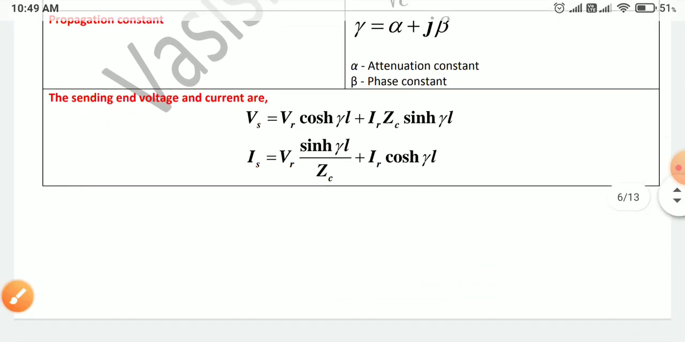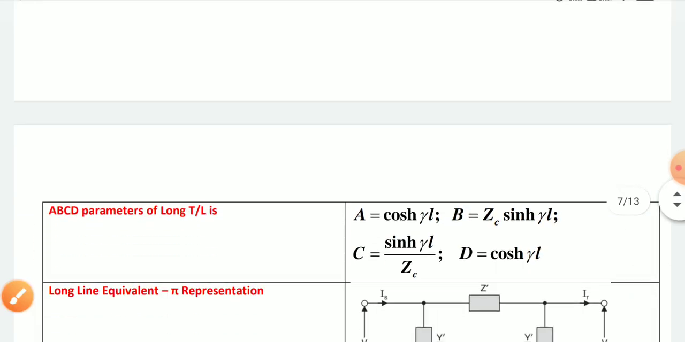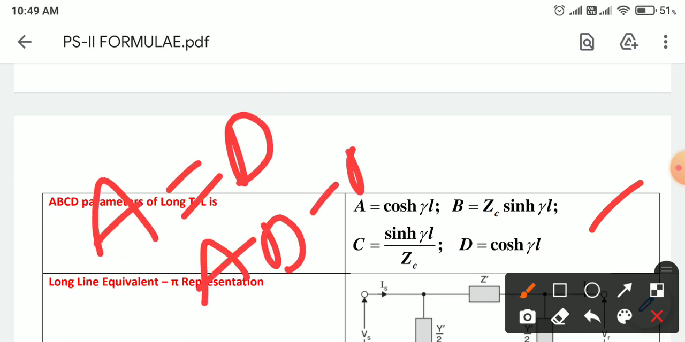By comparing with the standard form, this becomes A, this becomes B, this becomes C and this becomes D. The coefficient of VR is A, the coefficient of IR is B, the coefficient of VR in the second equation is C, and the coefficient of IR there is D. Therefore, the ABCD parameters for a long transmission line are: A is equal to cosh gamma L, B is equal to ZC sinh gamma L, C is equal to sinh gamma L by ZC, D is equal to cosh gamma L. Here also, A is equal to D, and AD minus BC is equal to 1, that is cosh square gamma L minus sinh square gamma L.